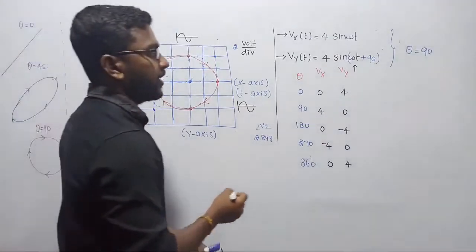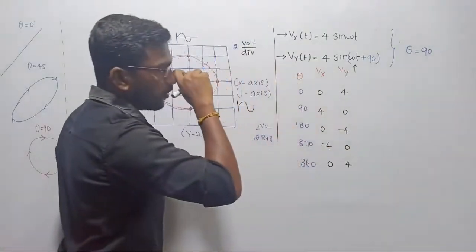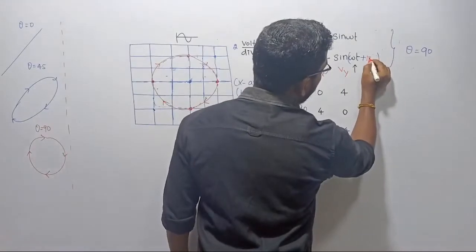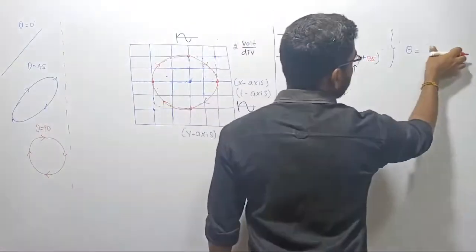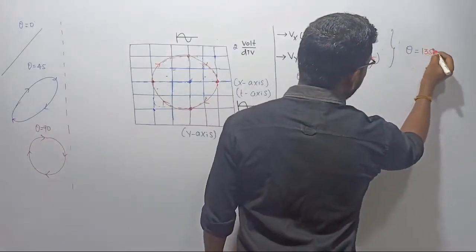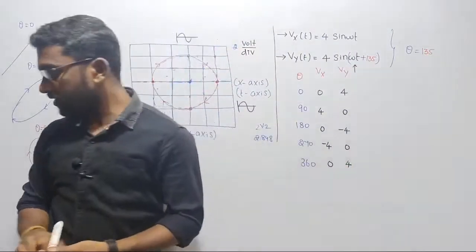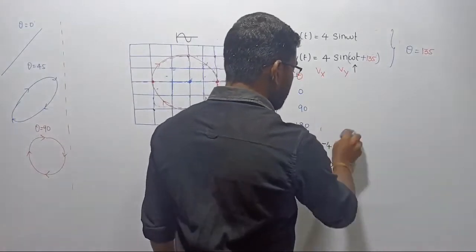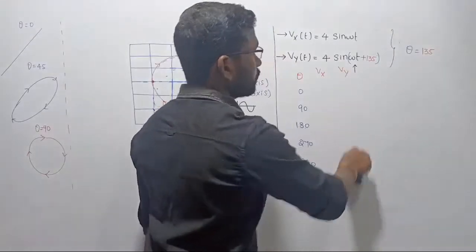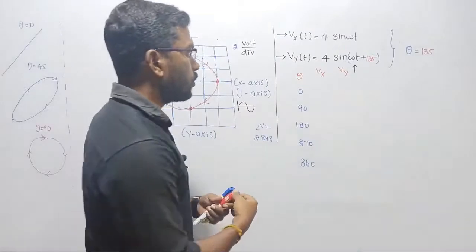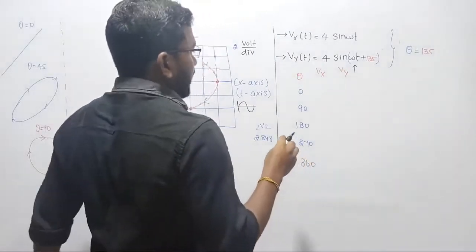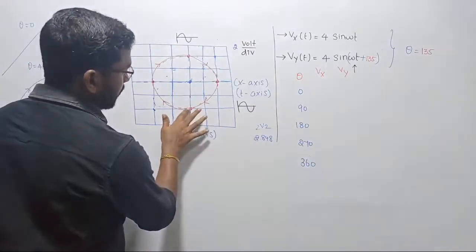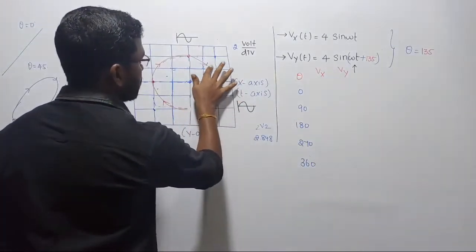Let's continue the operation. So now let me consider theta equal to 135, so the phase angle difference between the signals is going to be 135. Slowly observe, theta equal to 135. For that I have to rub this one, so let me remove these things first. Please be patient.